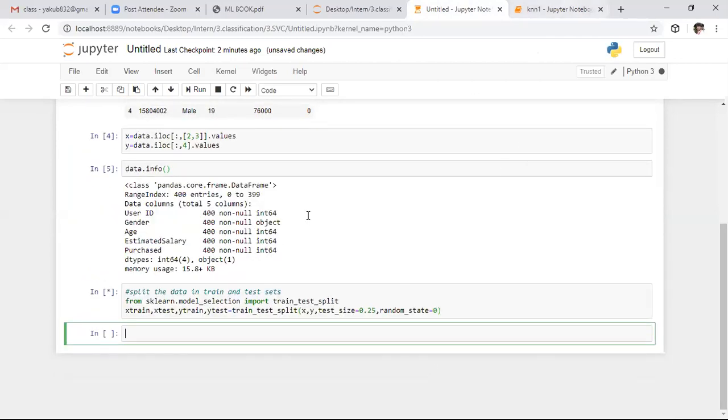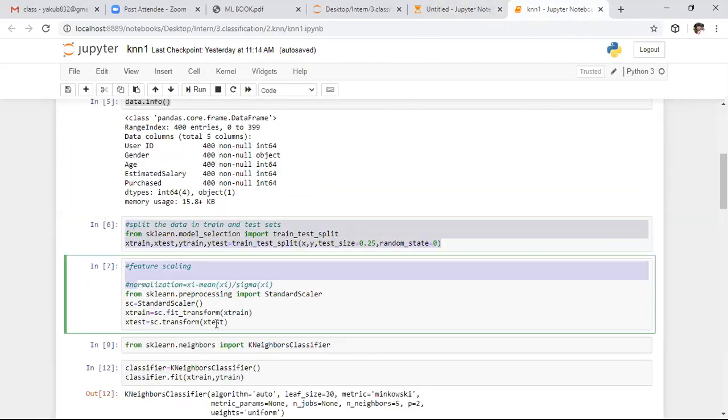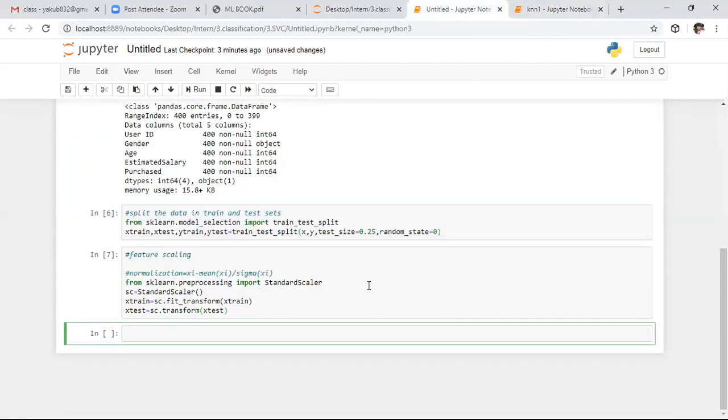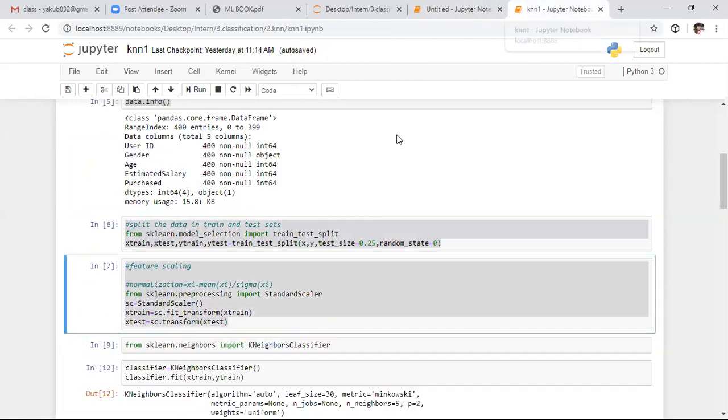So after that, what we need to do? We need to perform feature scaling on our data set. So here I'm performing the same thing. After performing feature scaling, what we need to do?